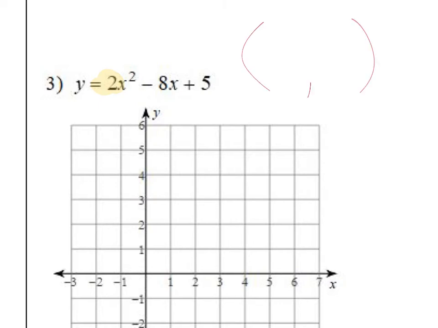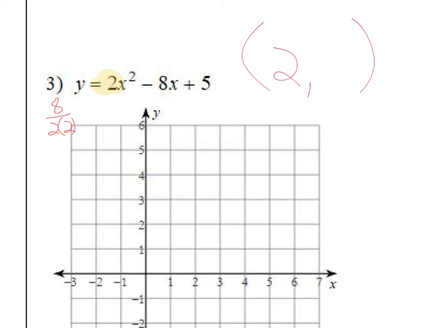So I need the opposite of b. So b is negative 8. The opposite of negative 8 is positive 8, over 2a, so 2 times the a value of 2. So that's 8 divided by 4. 8 divided by 4 is 2.